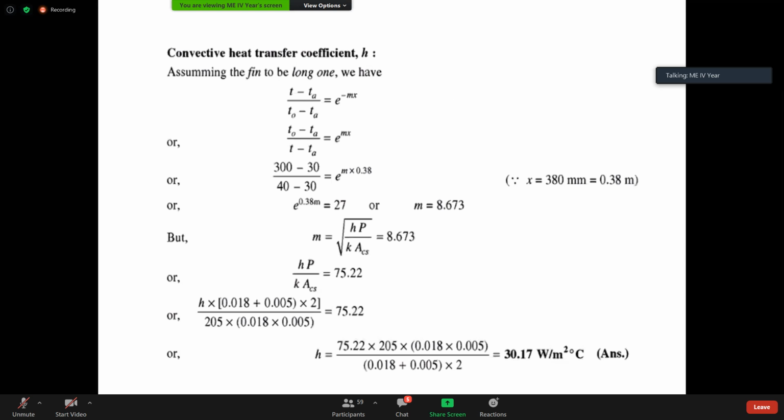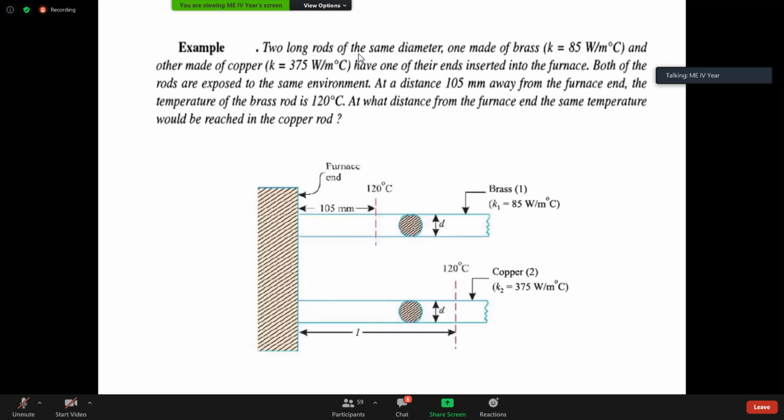So this is the first problem. Second problem: if you see, two long rods are of the same diameter. Keep the same problem, an infinitely long fin problem only. One is made of brass and the other is copper. This is the brass rod and the copper rod. Their thermal conductivities are given. Let us assume K1 and K2.